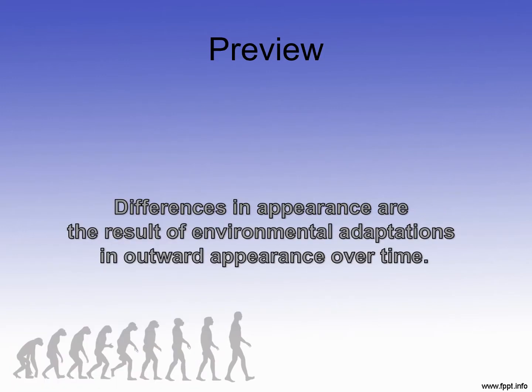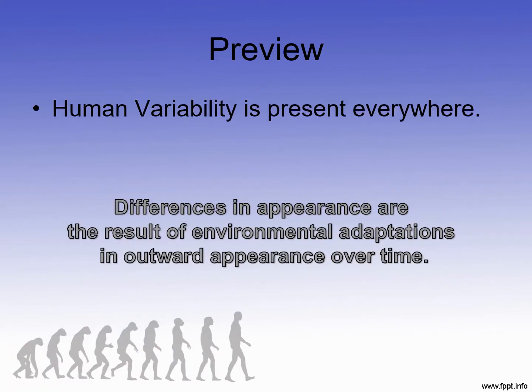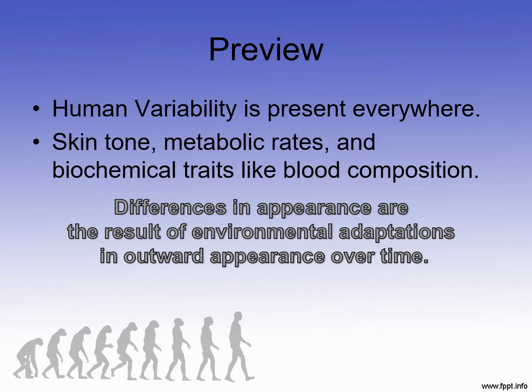So to give you a bit of a preview of what we're going to be looking at, we're going to look at how human variability is present everywhere in terms of skin tones, metabolic rates, and biochemical traits like blood composition. That's where we see a degree of variability, right? Differences in appearance are the result of environmental adaptations and outward appearance over time. We're going to look at the relationship between the sun and human skin. We're going to look at the relationship between heat and cold and how that relates to human adaptations, and thus why we have a large degree of physical differences in outward appearance and even metabolic differences.